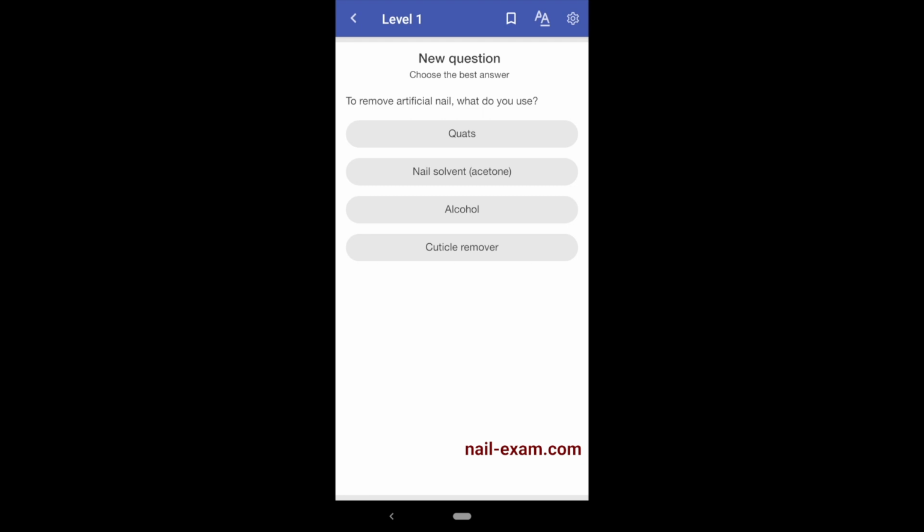To remove artificial nail, what do you use? Answers: A. Quartz. B. Nail solvent, acetone. C. Alcohol. D. Cuticle remover. The answer is B.